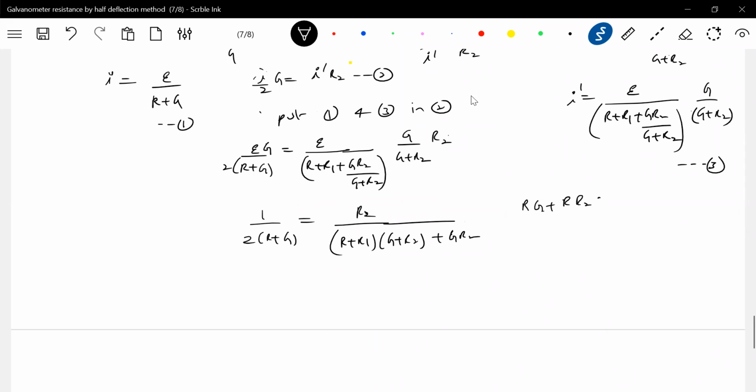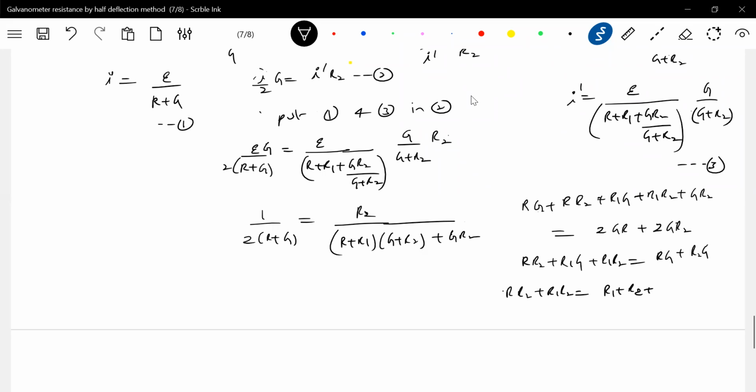RG plus RR2 plus R1G plus R1R2 plus GR2. So it should be equal to 2GR2 plus 2GR plus 2GR2. One R will get cancelled out. So this will be RG, and here GR2 will cancel out. So I'll end up with RR2 plus R1G, R1R2 equal to RG, R2G. So all G terms on one side. RR2 plus R1R2 is equal to R1 plus R2 plus R3.